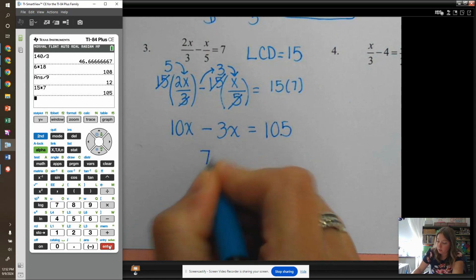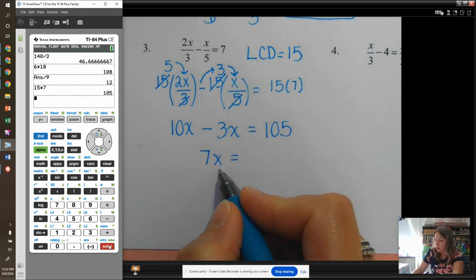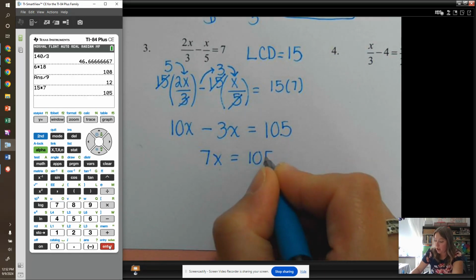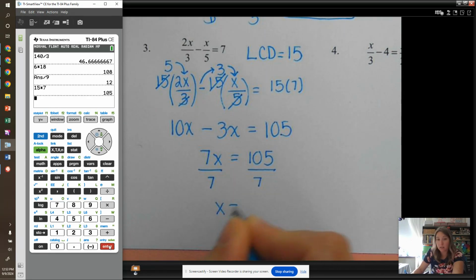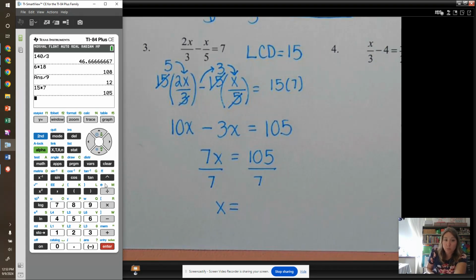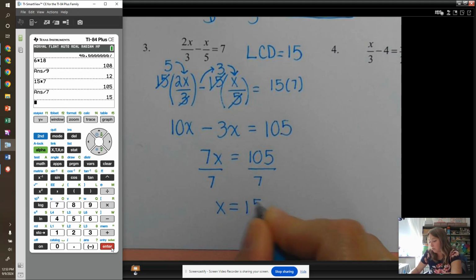Combine like terms on the same side of the equal sign. 10x's minus 3x's is 7x's. Bring down your equals and your 105 and divide both sides by 7. What do we get for x? And again, you can just press your division because that was our previous answer, was 105. So 105 divided by 7 is back to 15.